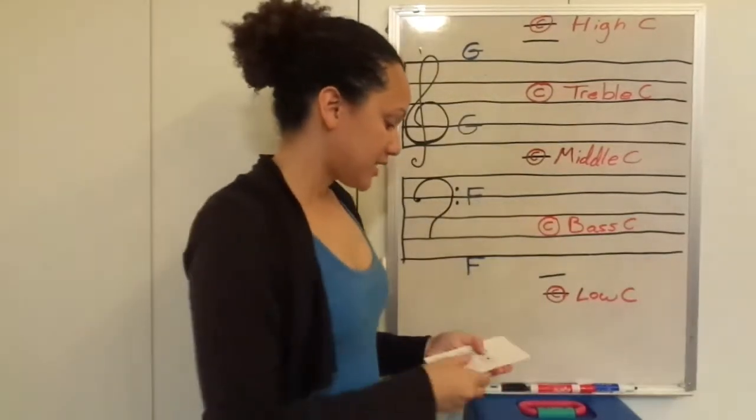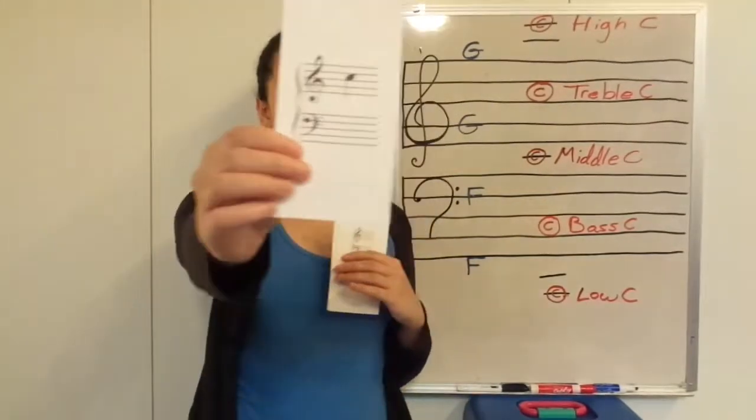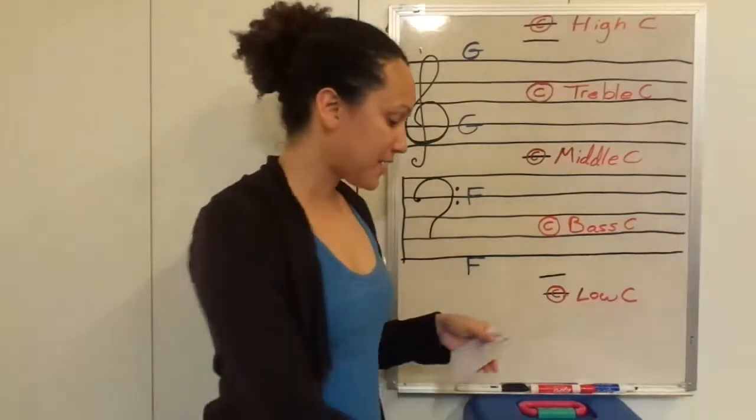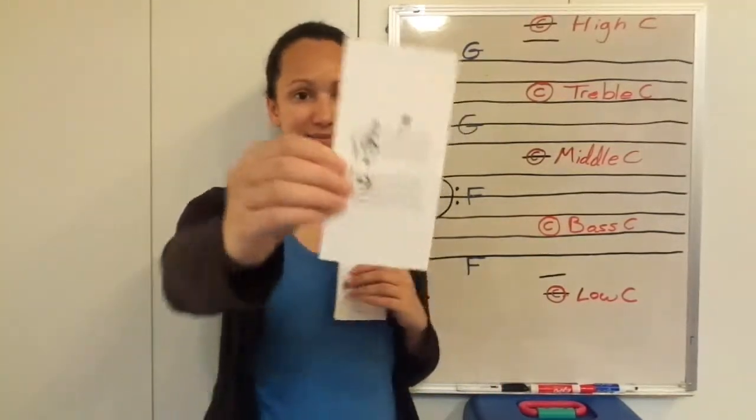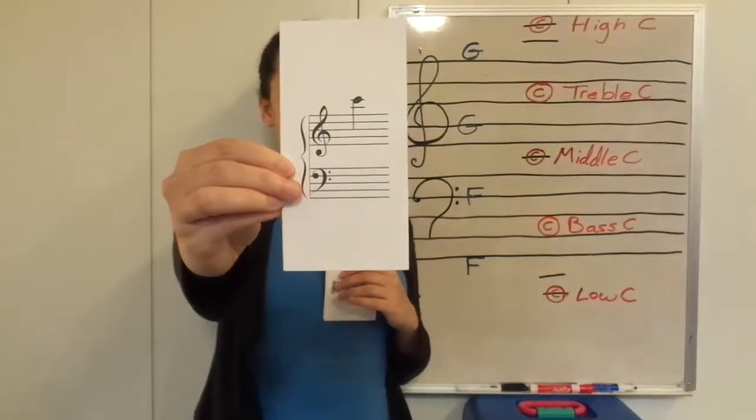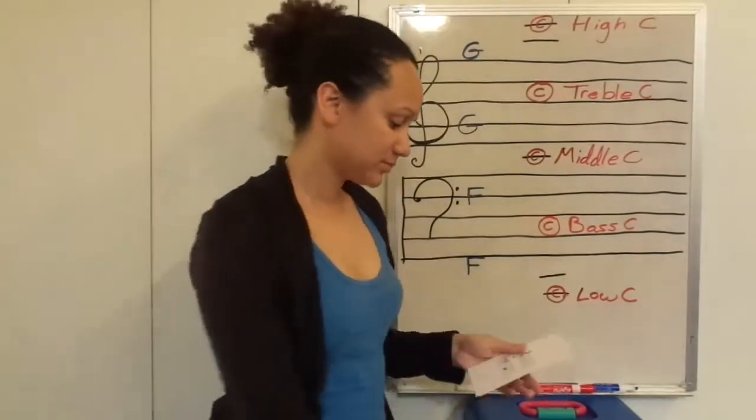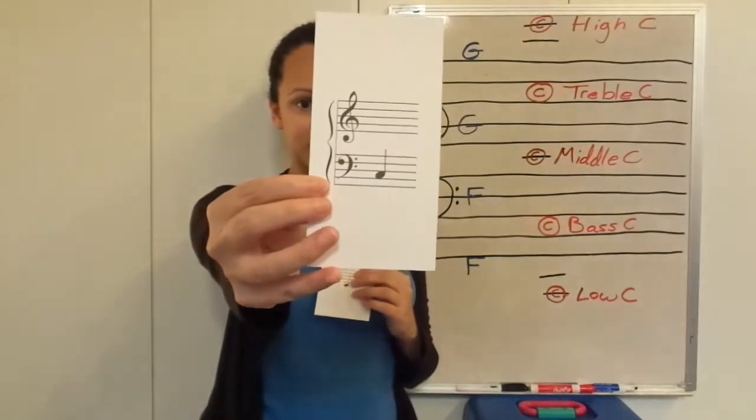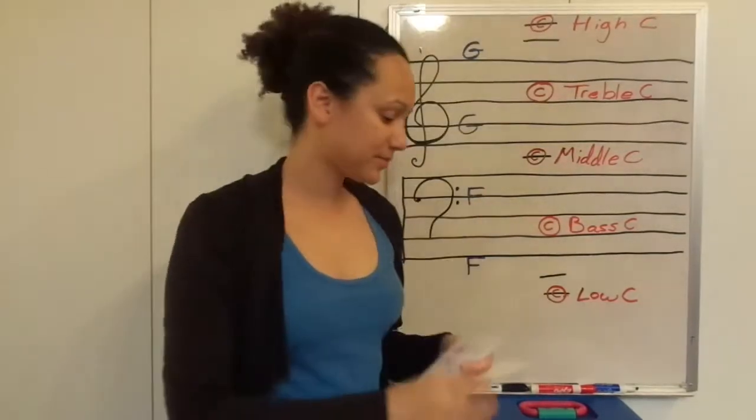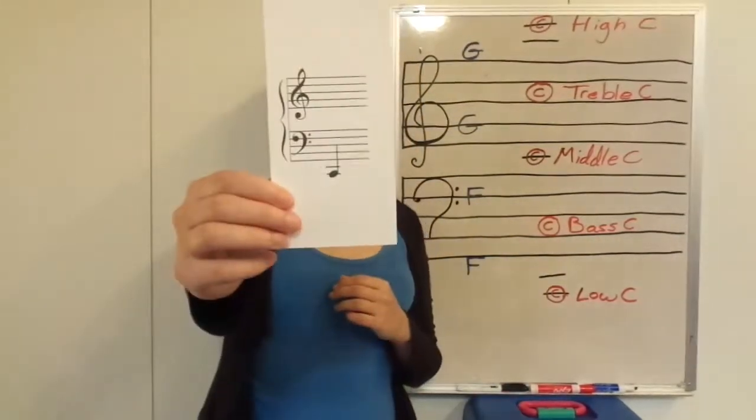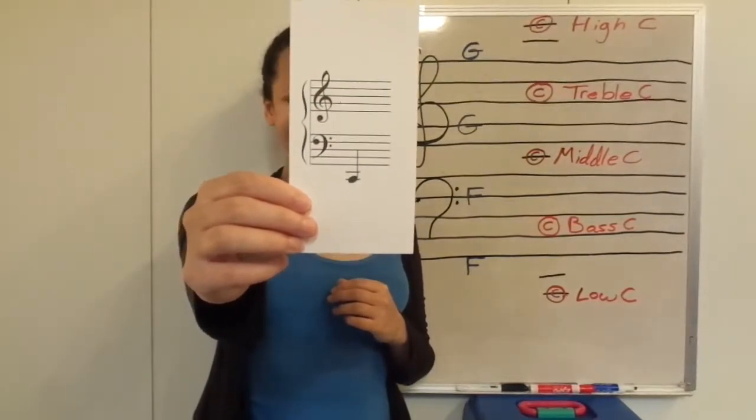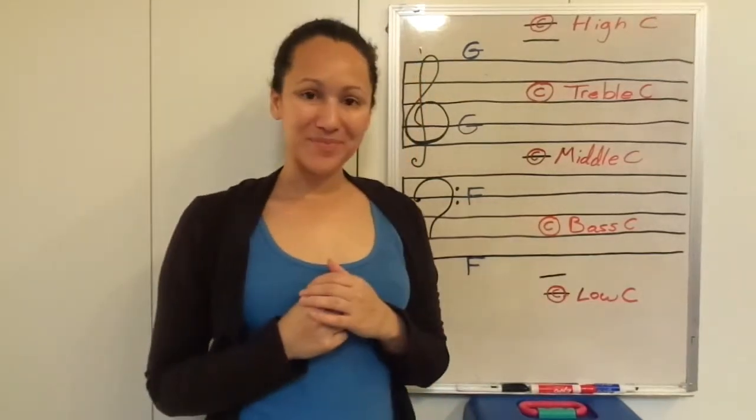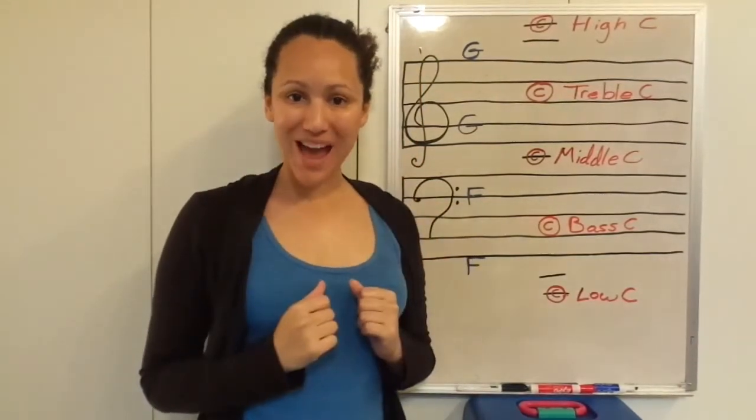And then this one is your treble C on the treble clef. This one is the high C above the treble clef. This one is the bass C on the bass clef. And this one is our low C below the bass clef. So put those with your practice pile.